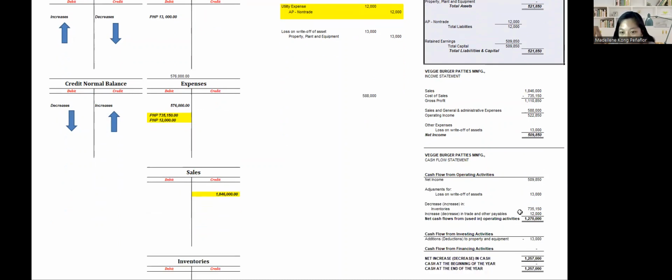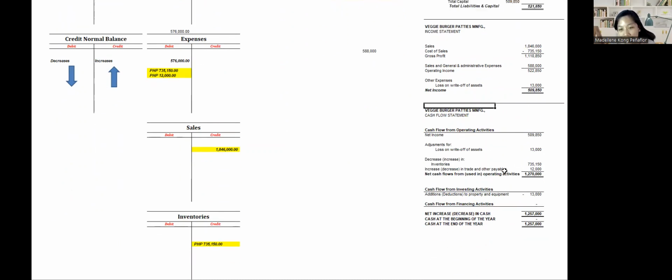And now, after I described the income statement, we have here the cash flow statement. Below, we have a resulting net income of 509,850 and an adjustment for loss on write-off of assets. Why did I add this back? Because 13,000 is actually a non-cash expense. It is a result of write-off only, but no cash transaction. So we will add this back since the cash flow statement is all about the cash basis.